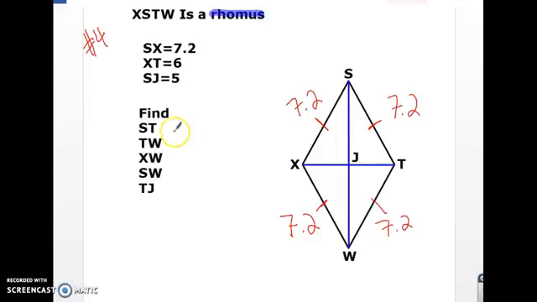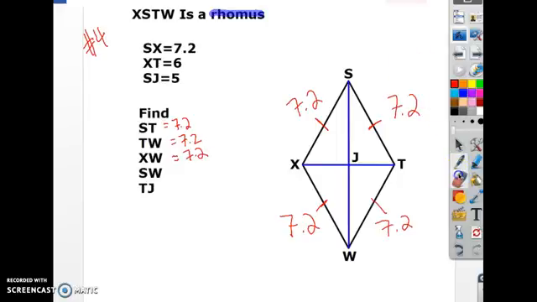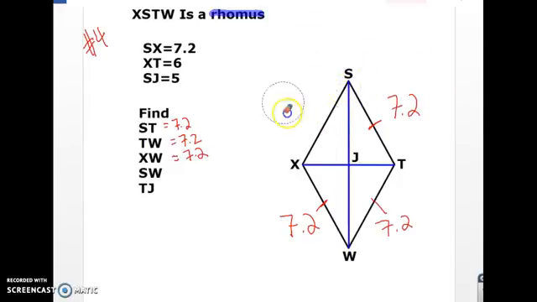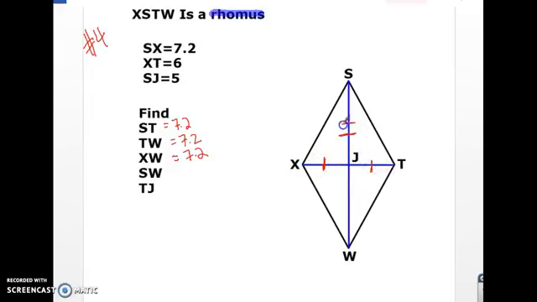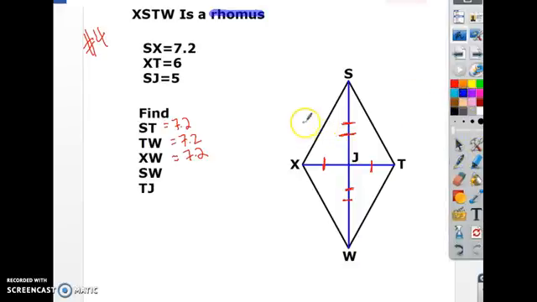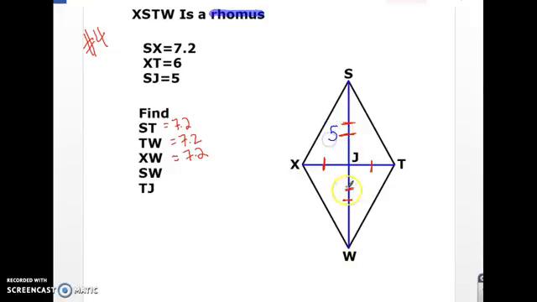So we have all the sides. Pretty easy, right? So we know ST is 7.2. We have TW is 7.2. And XW is also 7.2. Now, there are some other special properties in a rhombus. I'm going to erase those sides. We got that down. The other nice property in a rhombus is that the diagonals bisect each other. Therefore, these 2 lengths will be the same. Now, the diagonals themselves will not be the same. The length of the whole diagonal will not be the same, but they are split in half. So it should be pretty easy if we know that SJ is 5. Let me change the color here. SJ is 5. It's pretty easy to figure out what JW is going to be.